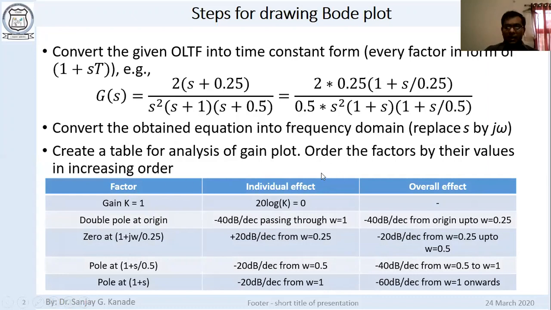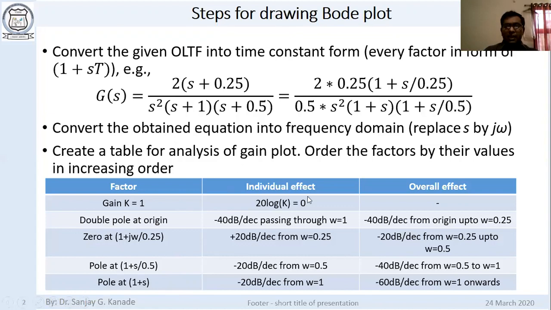We have to create a table like this. Factors we will write in the first column in ascending order. Gain is always the first factor, and then whatever poles and zeros we have, we'll order them according to their values. Origin means 0, then 0.25, then 0.5, then 1. Whether it is a zero or a pole doesn't matter, we will just order them according to their values. This is important because this is the sequence that we are going to follow while plotting.